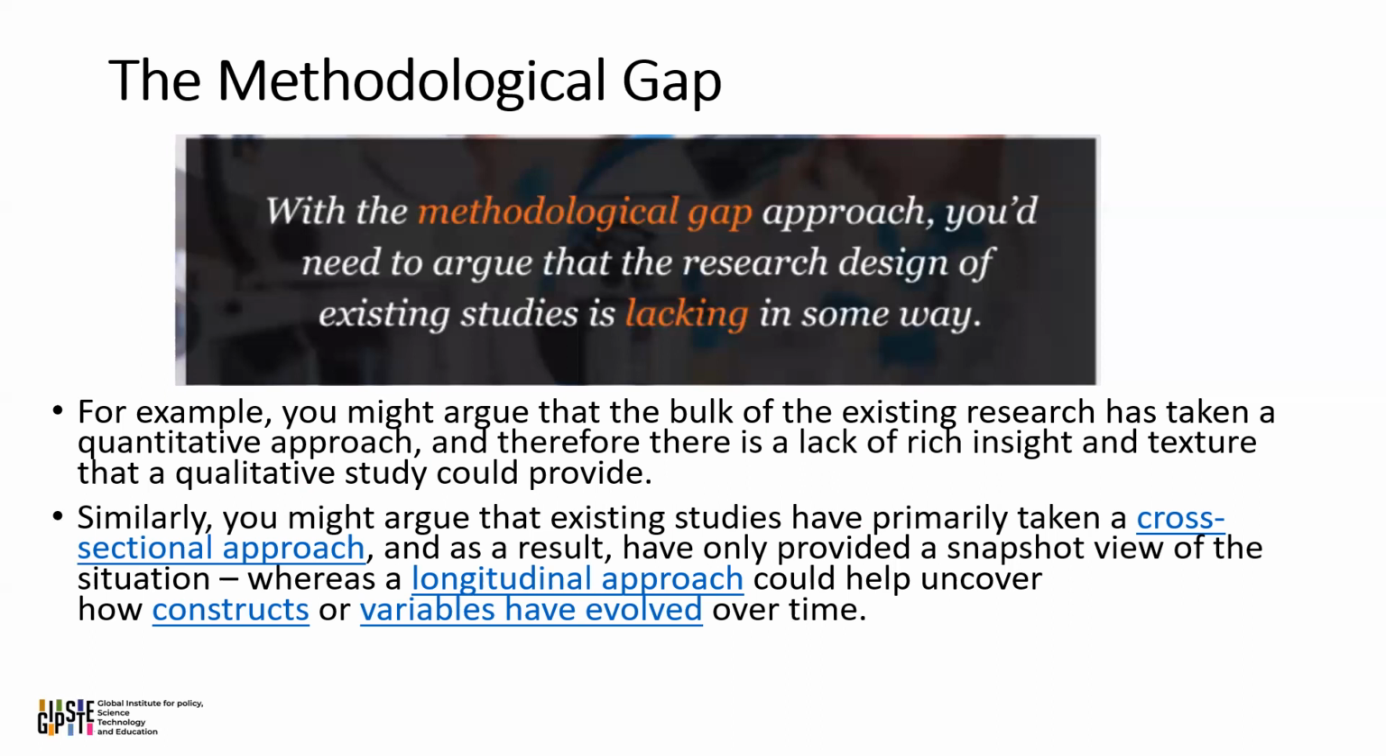For example, you might argue that the bulk of the existing research has taken a quantitative approach, and therefore there is a lack of rich insight and texture that a qualitative study could provide. Similarly, you might also argue that existing studies have primarily taken a cross-sectional approach, and as a result, have only provided a snapshot view of the situation, whereas maybe there's a need for a longitudinal approach that could help uncover how the construct or variable has evolved over time.